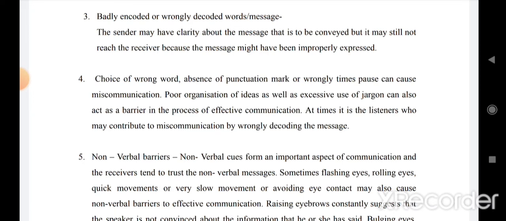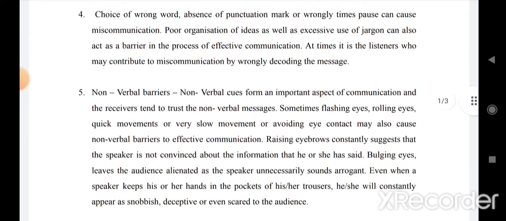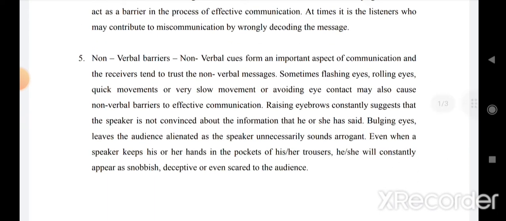At times, it is the listeners who may contribute to this miscommunication by wrongly decoding the message. That can also happen. Coming to the next barrier, which is the non-verbal barrier. Now, what is non-verbal? We have already done it. Non-verbal cues. Cues are nothing but hints. They form an important aspect of communication, and the receivers tend to trust the non-verbal messages.